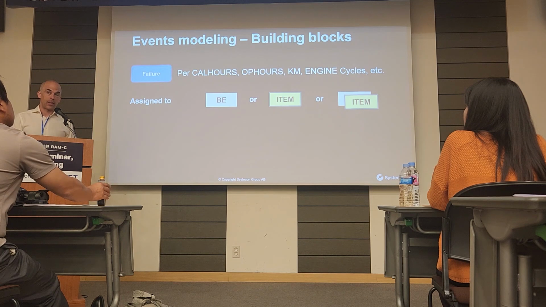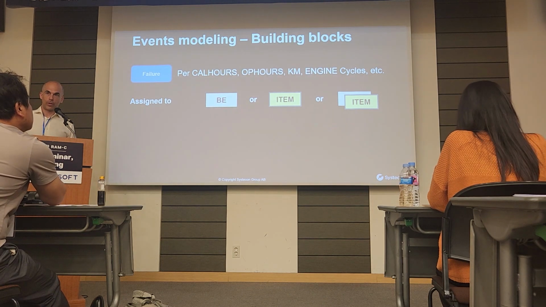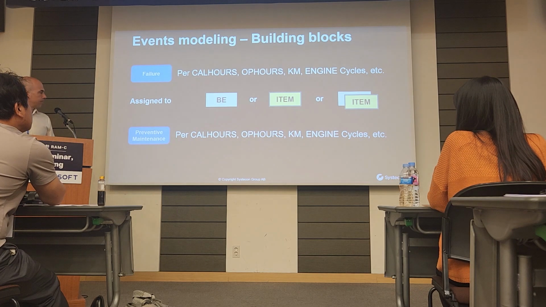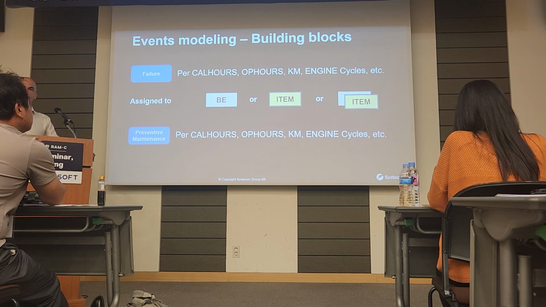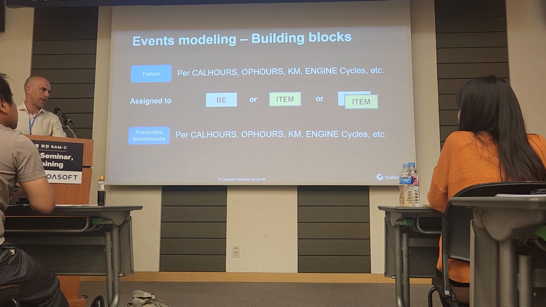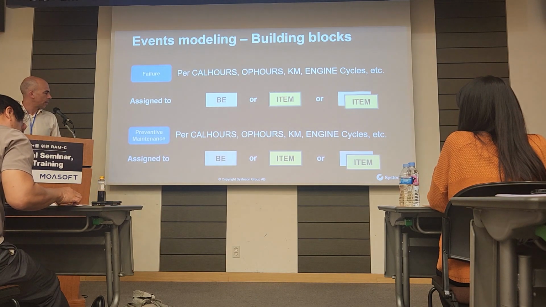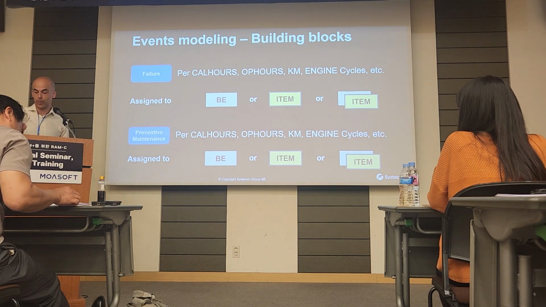Another event that can happen to your product is, of course, preventive maintenance. Same thing there, you can define preventive maintenance based on calendar hour, operating hour, kilometer, engine cycles. I know that there is a lot of overhaul assigned to engines, aircraft engines, based on the number of cycles they have done, etc. And you can assign it to the breakdown element, the item, or the combination of both.